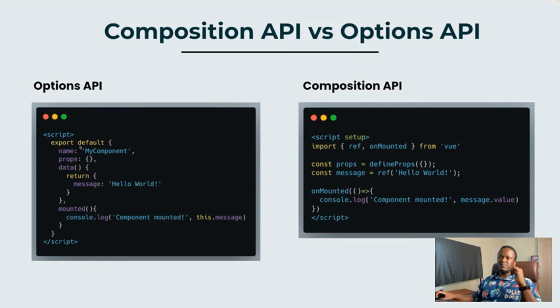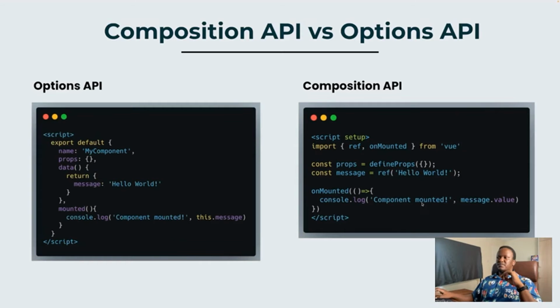Also, since you're not exporting this default object, you don't necessarily have access to things like data by default, so you have to import ref. And in this case, we're just saying that the message is going to be a ref, which is the same as adding a message here on the left-hand side. And it's just going to have a default value of hello world. Then in this particular case, lifecycle methods would be called as part of the options. But here we have to import them from Vue, same as the ref. We have to import that from Vue, and then we call the method here.